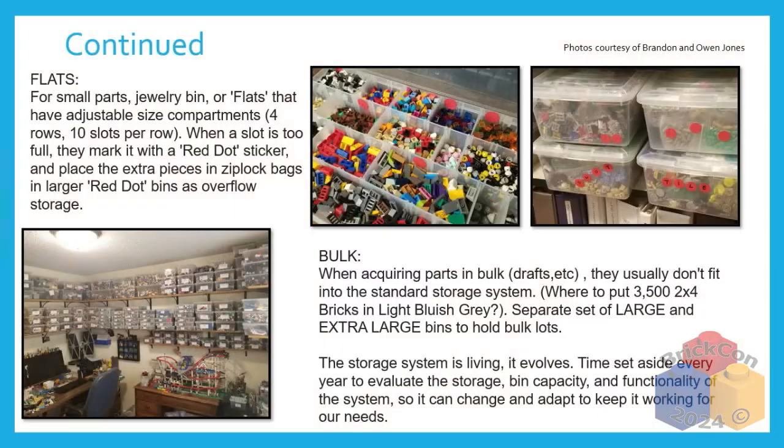A few more pictures. So for flats, small parts, jewelry bins are flats that have adjustable size compartments, 4 rows or 10 slots per row. When a slot is too full, they mark it with a red dot sticker and place the extra pieces in a Ziploc bag in the larger red dot bins as overflow. So they have an actual way of labeling what bins have more parts in a different location.